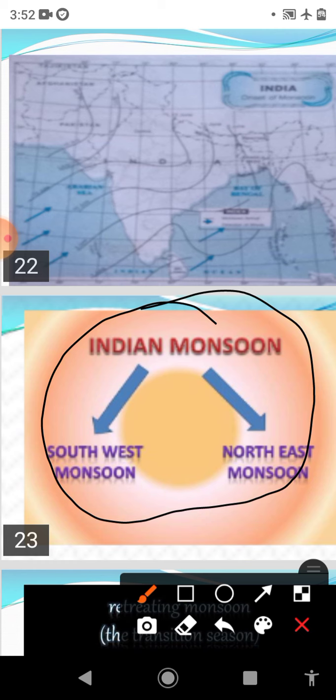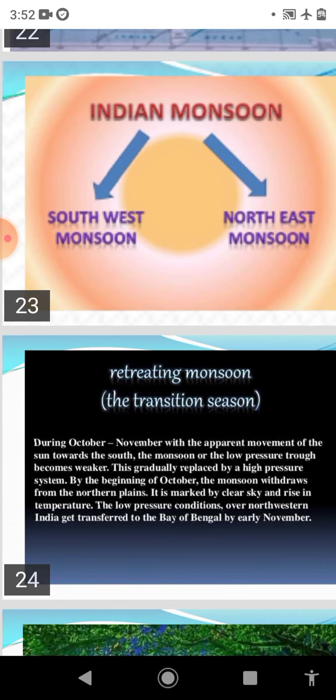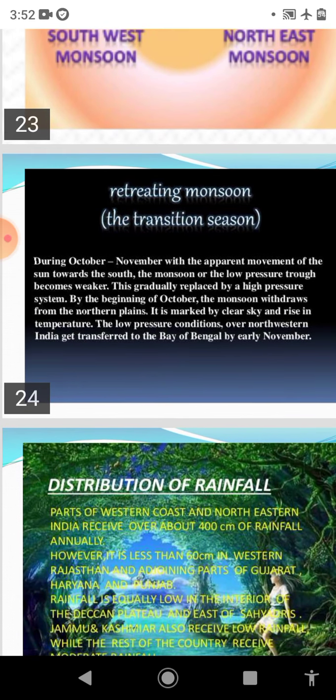When we discussed the cold weather season, during the winter season our country is under the influence of northeast trade winds, and these northeast trade winds are cold and dry. But when they are passing over the Bay of Bengal, they are able to get some moisture, and that moisture is given in the form of rainfall to the southeastern coast of our country. After that, now let us discuss the retreating monsoon.